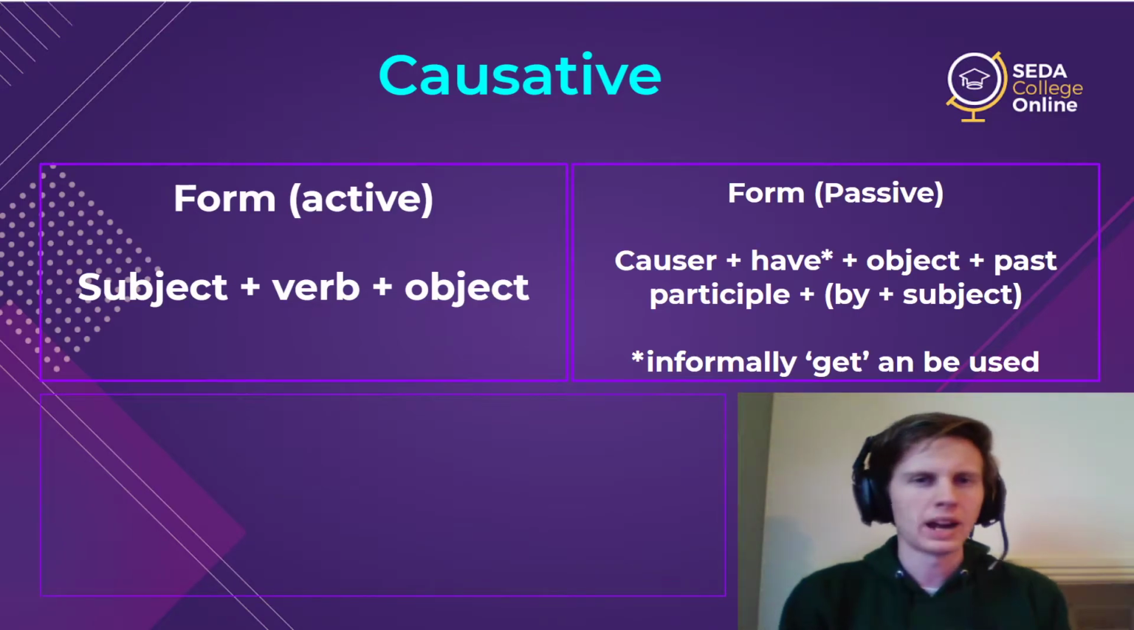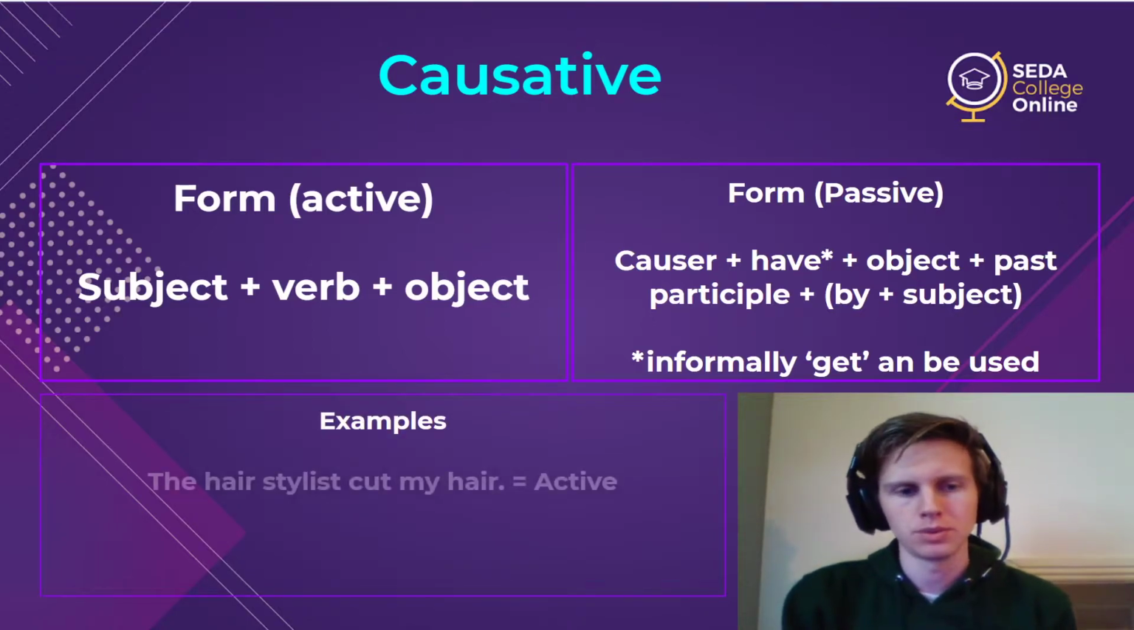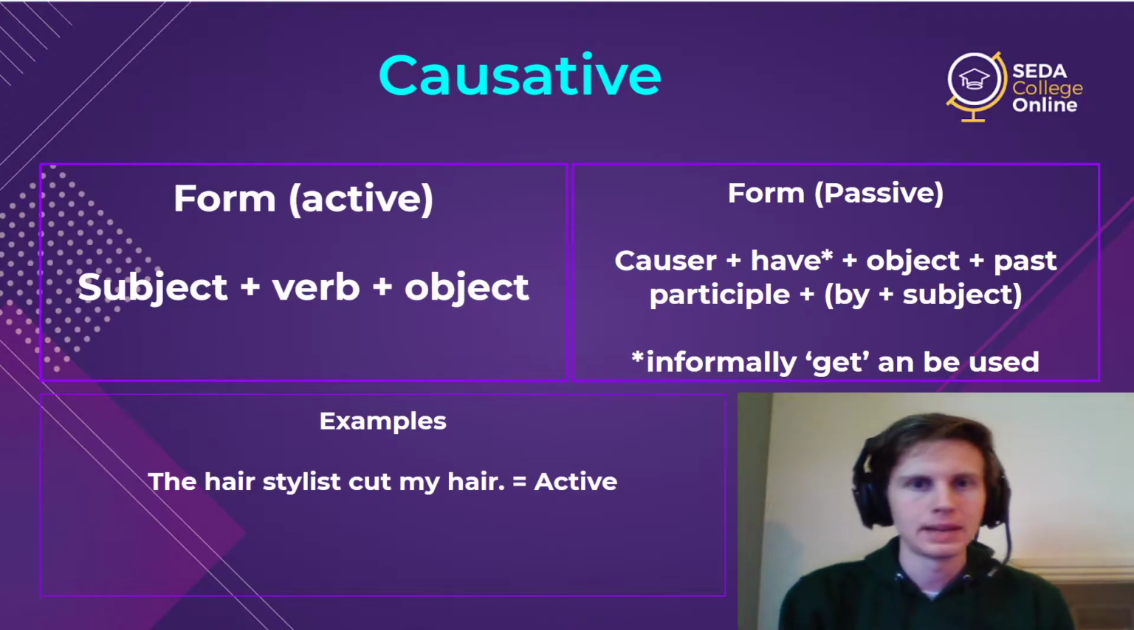Have is more for writing. It's the only difference. So here are some examples. The hairstylist cut my hair. We're going to go back to my last example. So this is that active sentence. The hairstylist cut my hair.